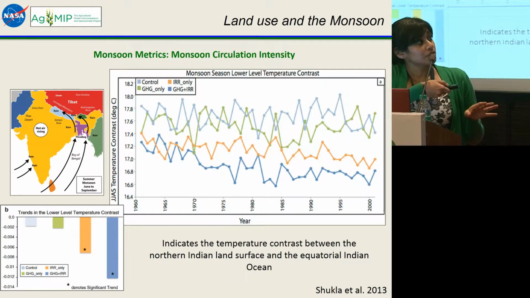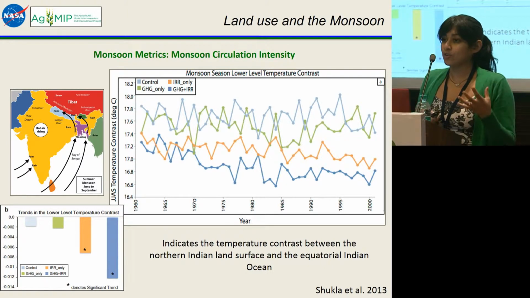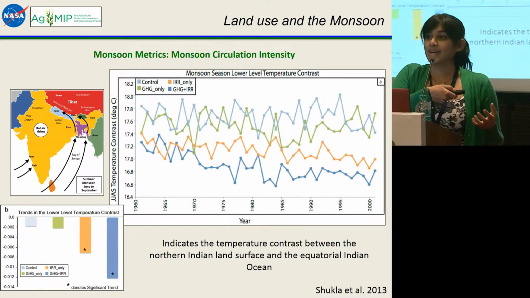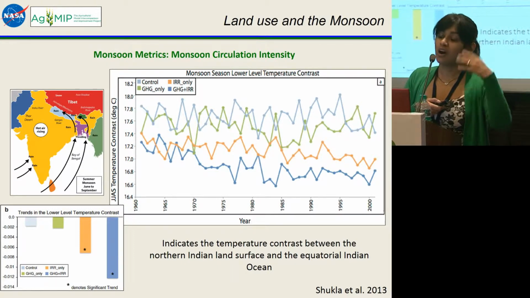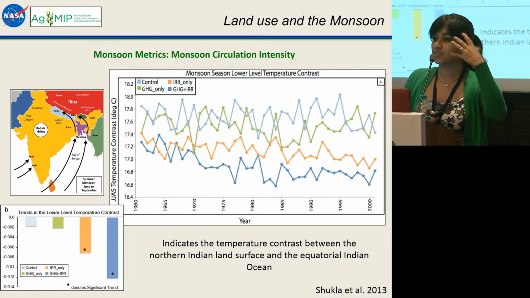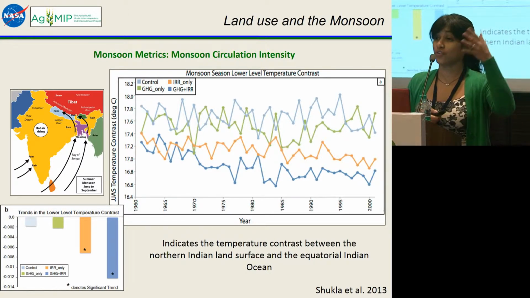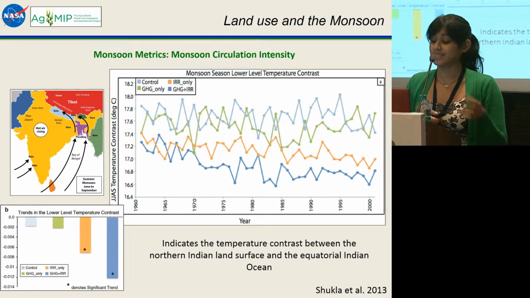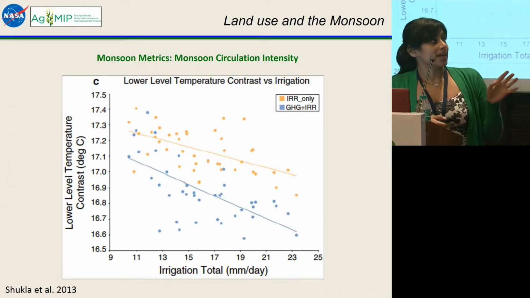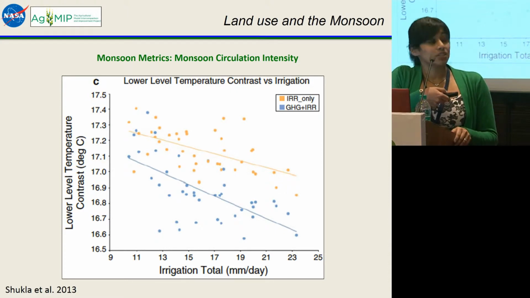The orange and the blue show our simulations that did incorporate irrigation, and in both cases, there's a significant declining trend as we increase irrigation. Our temperature contrast is decreasing as we increase the irrigation rates. And a weakened temperature contrast is very strongly related to the intensity of the monsoon system. Now, we can look at this a slightly different way and look at that lower level temperature contrast again against irrigation.